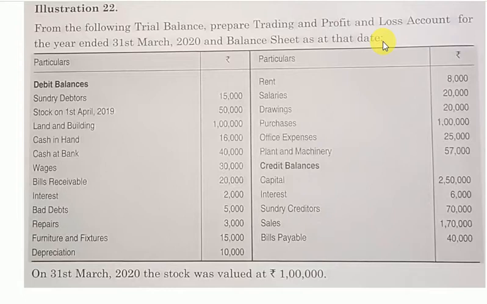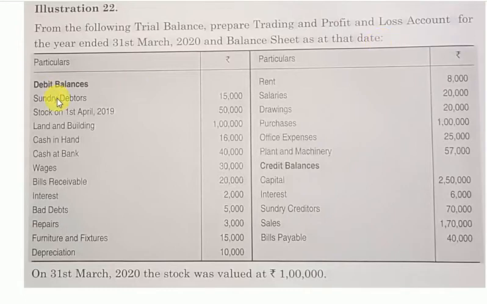So with this information we'll have to prepare both types of statement. First one is the income statement and second one is the position statement. That means with the help of this question we'll have to prepare the statement of trading profit and loss account, and the balance sheet. So here the information is being given.